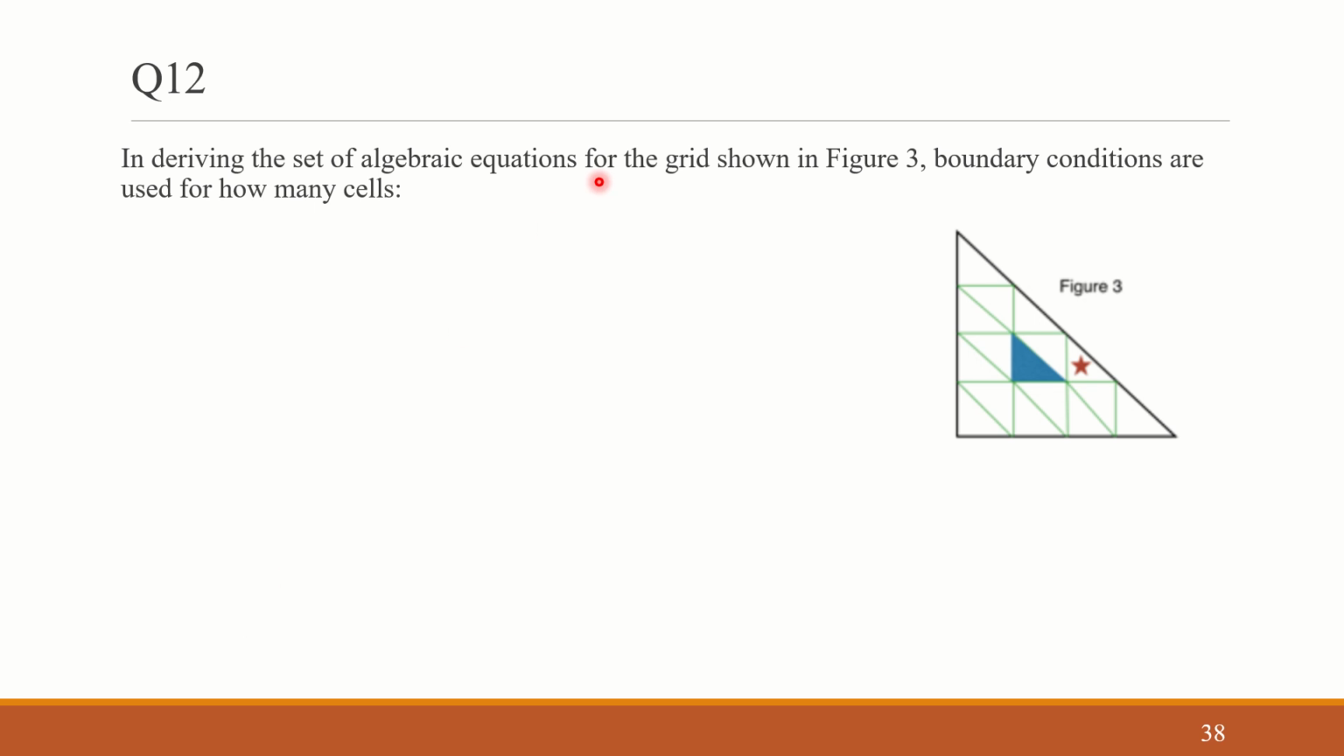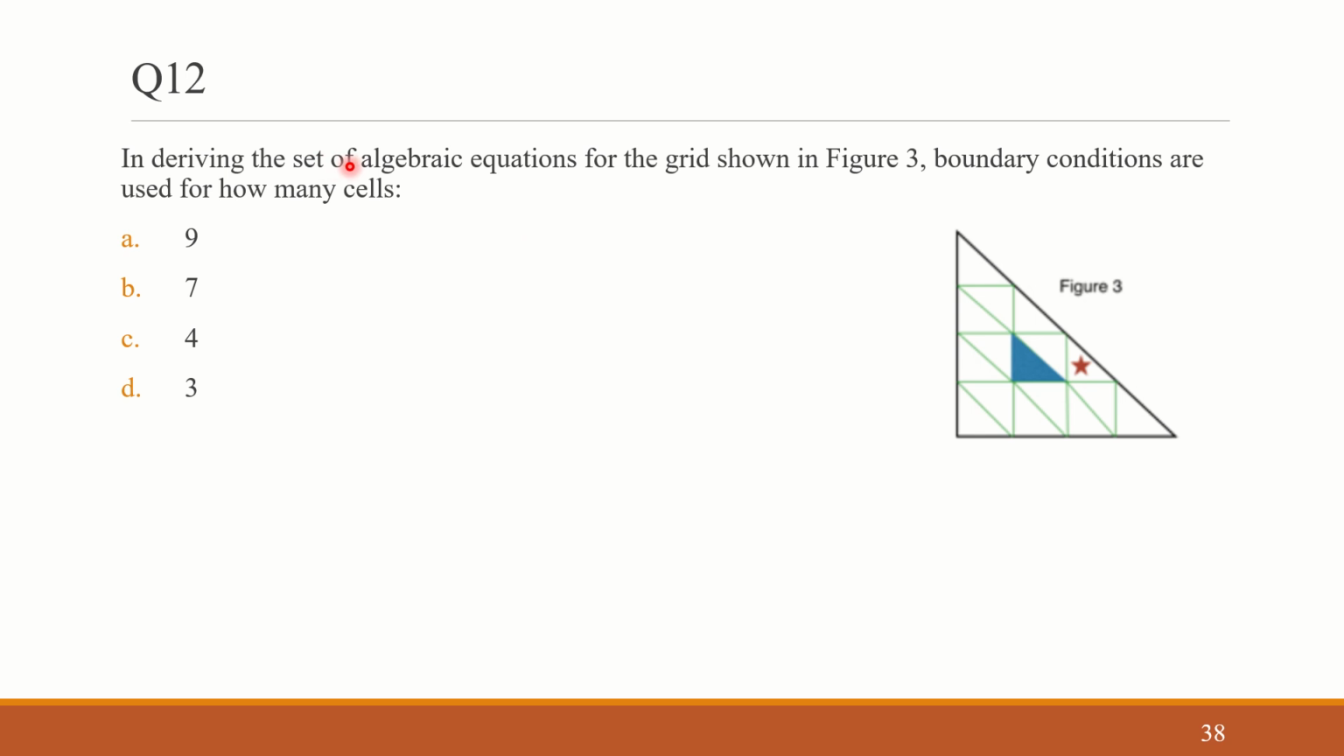In deriving the set of algebraic equations for the grid shown in figure 3, boundary conditions are used for how many cells? So this is figure 3. Boundary conditions we are using in how many cells? That is the question. Option A is 9. Option B is 7. Option C is 4. Option D is 3.